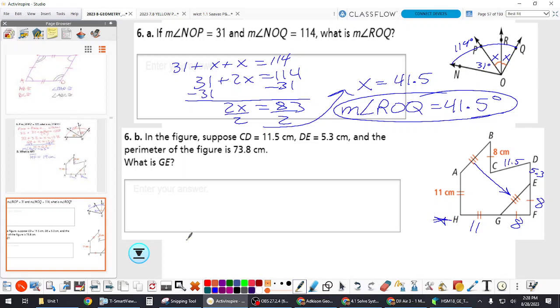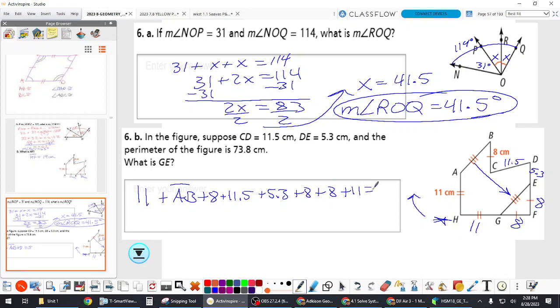I'm starting at the star, and I'm going to go clockwise. So I see 11 plus AB, that's the side we need first, plus 8 plus 11.5. That got kind of messy, sorry. Plus 5.3 plus 8 plus 8 plus 11 equals the total, which was 73.8. Okay? Solve that for AB.